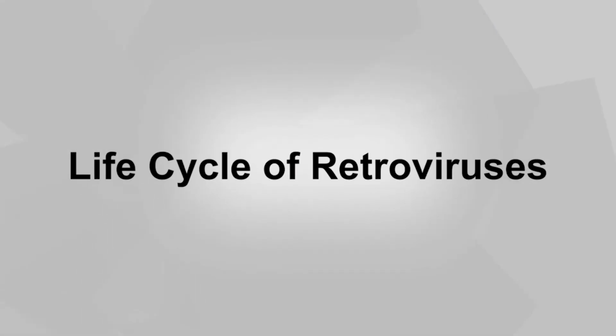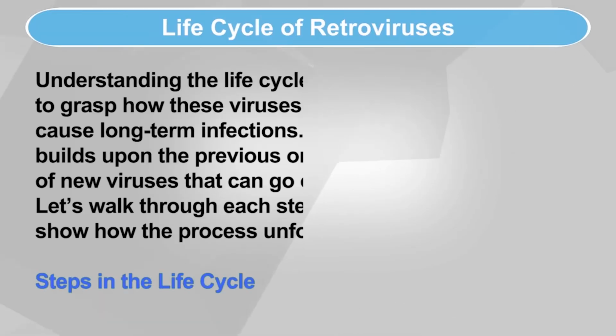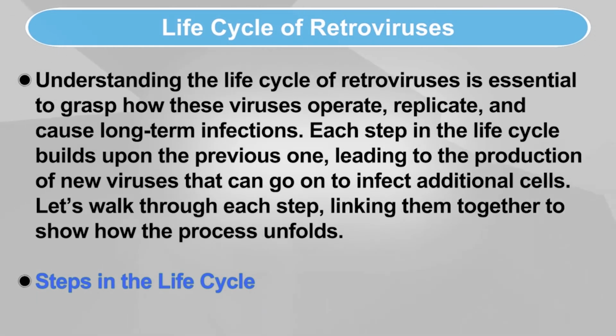Now, let us briefly talk about the life cycle of retroviruses. Understanding the life cycle of retroviruses is essential to grasp how these viruses operate, replicate and cause long term infection. Each step in the life cycle builds upon the previous one, leading to the production of new viruses that can go on to infect other cells. Let us walk through each step, linking them together to show how the process unfolds. So, here are some steps in the life cycle.